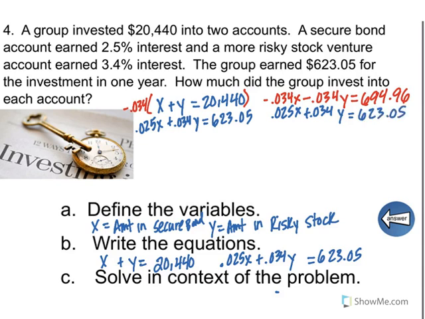My bottom equation hasn't changed, so I still have 0.025x plus 0.034y equals 623.05. I combine, so this is going to change. When I combine these, the x's are going to become negative 0.009x. The y's, remember, cancel out because now they're opposites, and my total would become negative 71.91. So divide everything by negative 0.009.